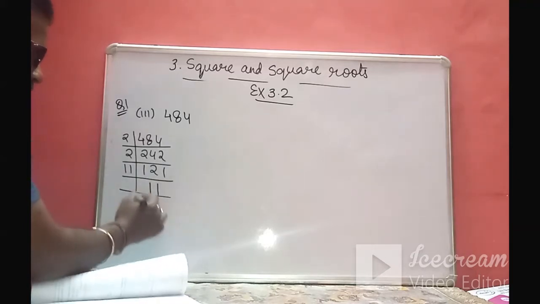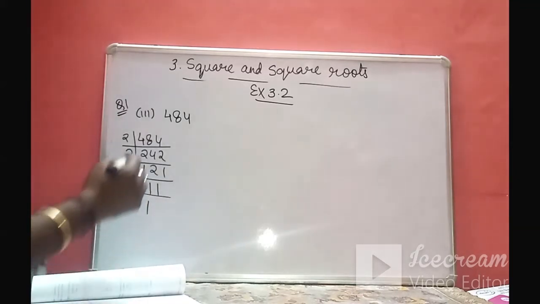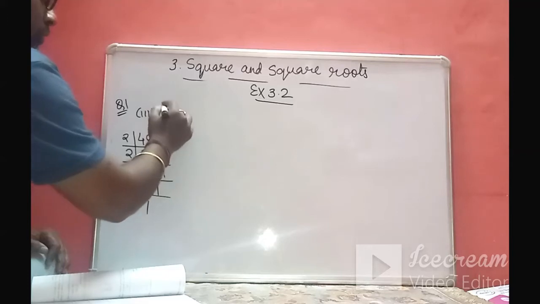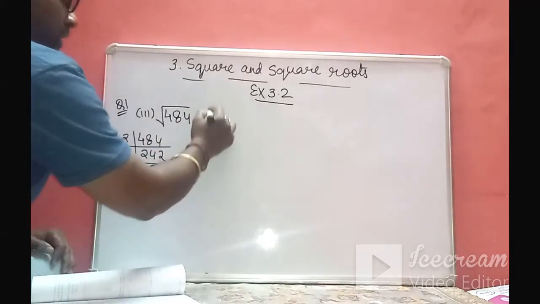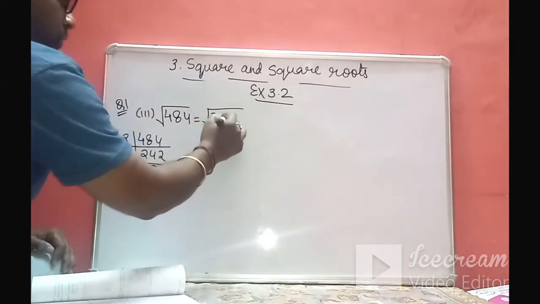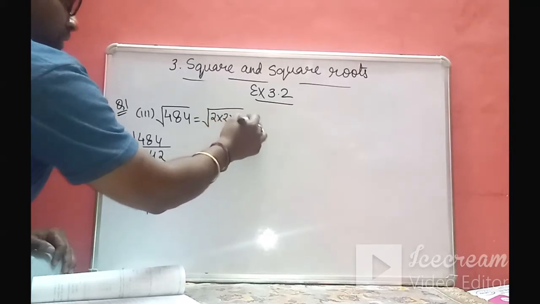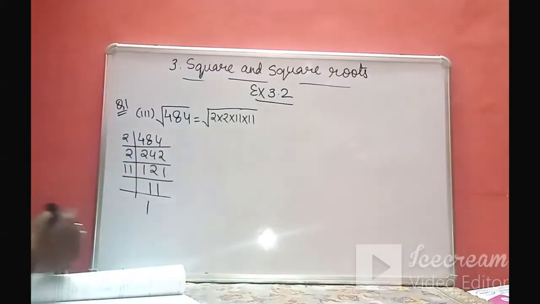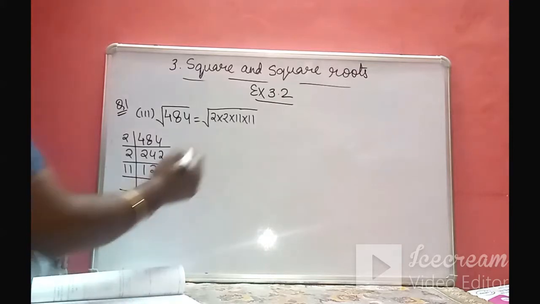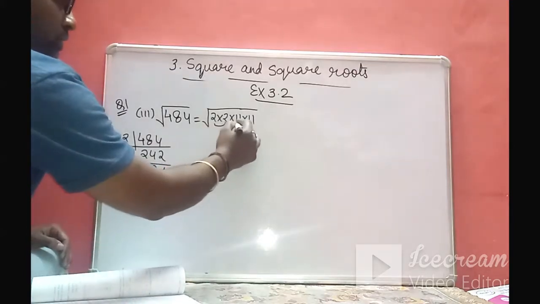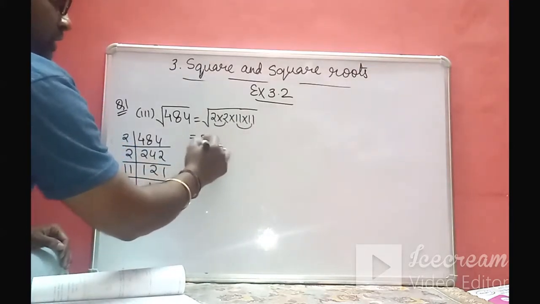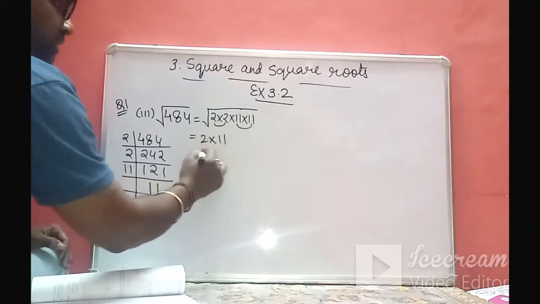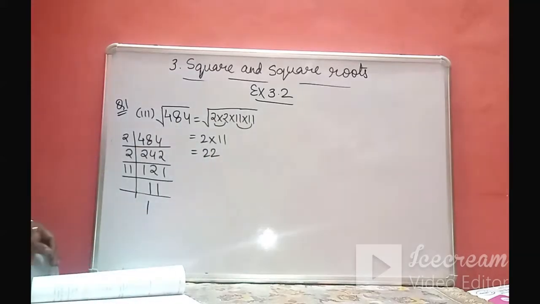Okay, so what is the prime factorization? We can write 484 as 2 into 2 into 11 into 11. And like I have discussed on how to find the square root, we will make the pairs. So there are two pairs. So the answer is 2 into 11, that is 22. Okay, so this is the square root of 484.